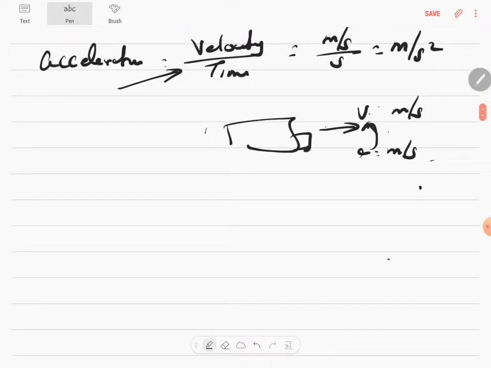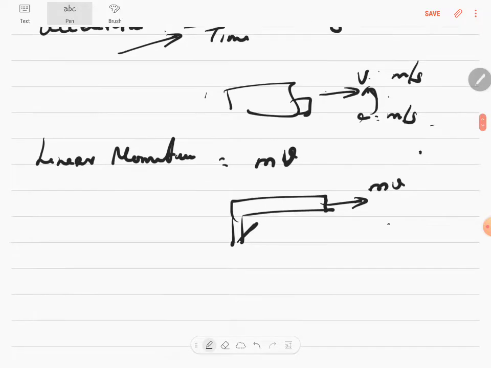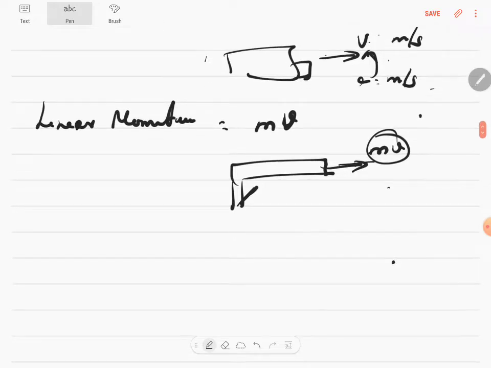Similarly, there's a term called linear momentum. Linear momentum is mass into velocity. Suppose you have a rifle and you trigger it so that the bullet comes out. It comes out with a mass small m and goes with a velocity v. This is called the momentum, the product of mass into velocity. And the momentum remains conserved. The best example for saying that momentum is conserved is a rifle.